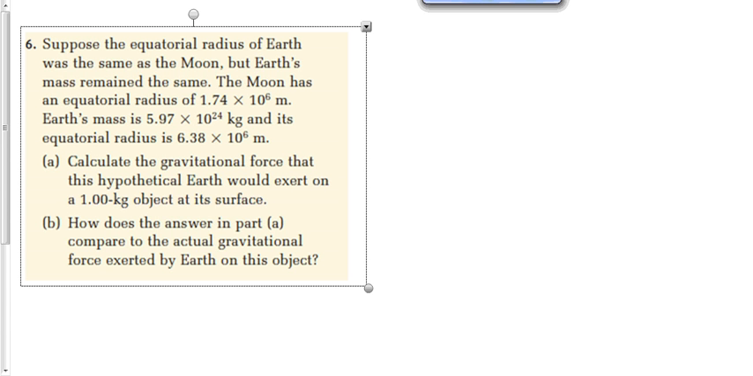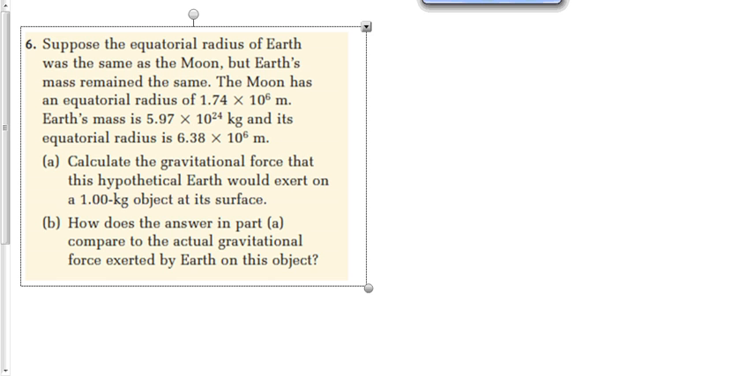But the Earth's mass remained the same. So we're making it a lot smaller, but we're making it the same mass. We want to know the gravitational force that this hypothetical Earth would exert on a 1.0 kilogram object at its surface. Do you think that it would be smaller or bigger than the actual force of gravity is? Okay, we keep the mass of the Earth the same, but we make it smaller. Do you think that's going to have a bigger effect on the 1 kilogram object or a smaller effect? Same mass, smaller radius. Got it?